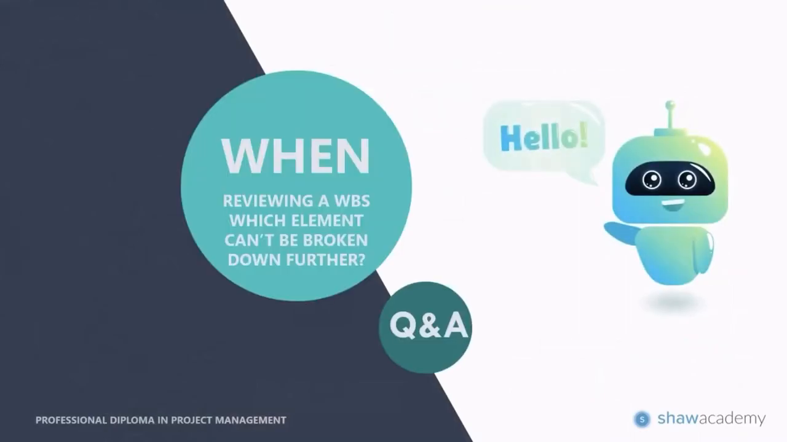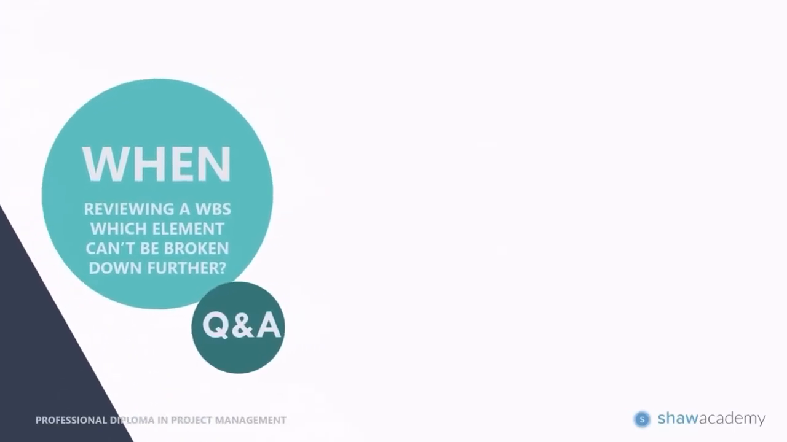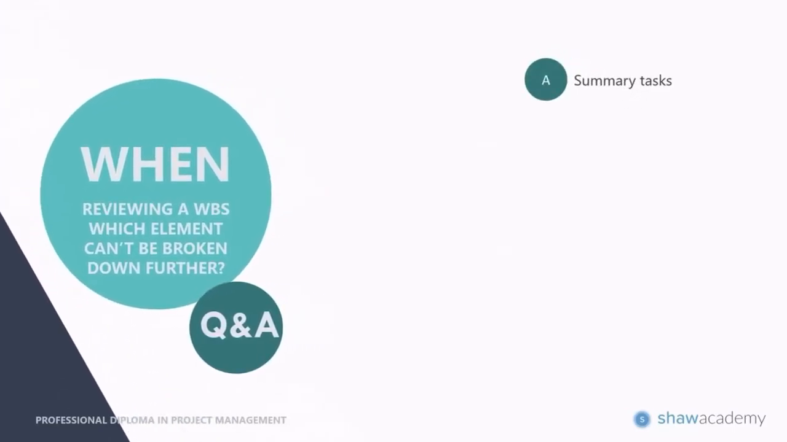When reviewing a work breakdown structure, which element cannot be broken down further? You all should know this, I've said it many, many times. Is it A, your summary tasks, B, your work packages, or C, your subtasks? You can go ahead and type your answer into Morpheus now. And I hope you all got this. The answer is B, work packages. Well done if you got that right.